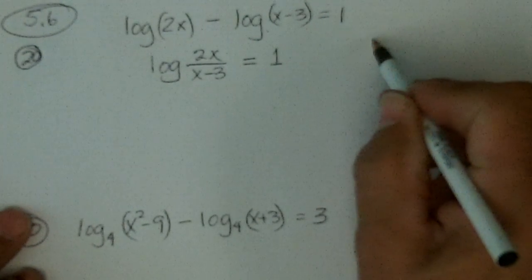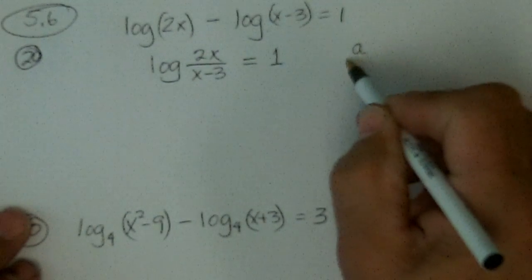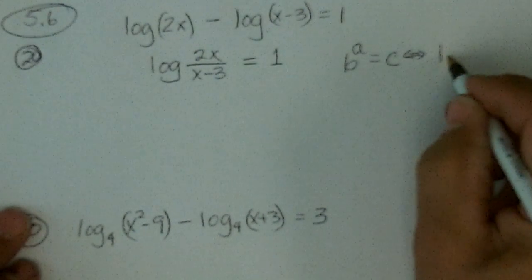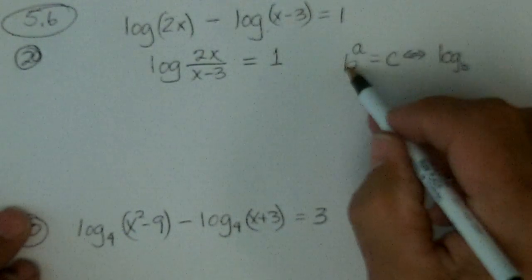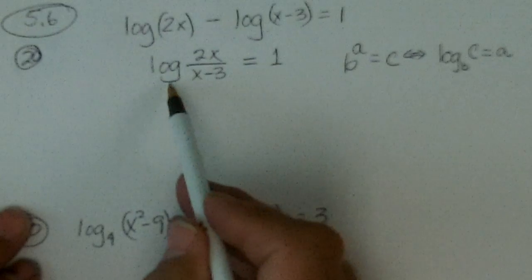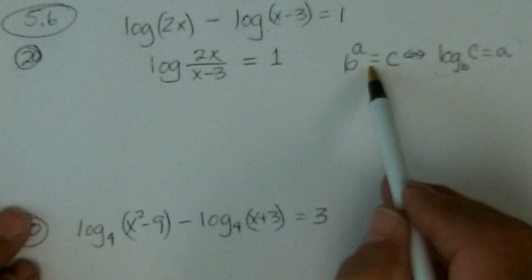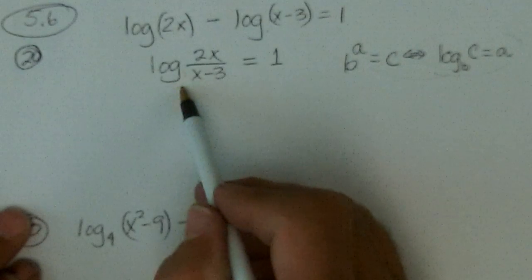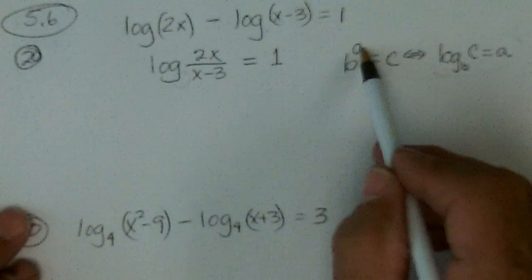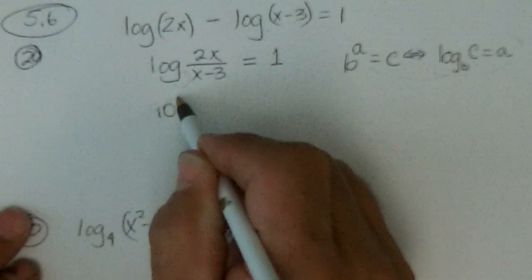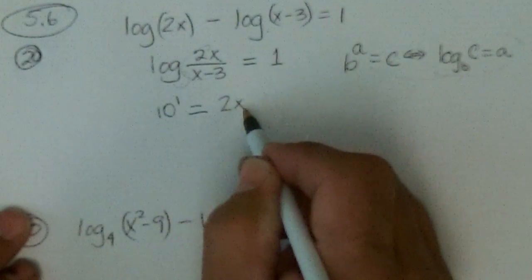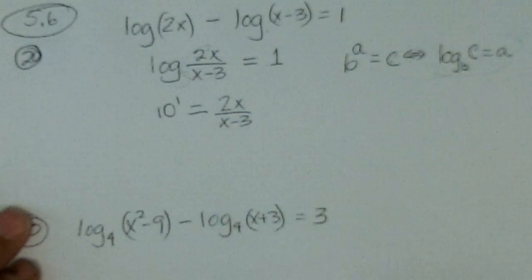Now the rule says that if you have b to the a equals c, that can be written as a log: to what power do we take b to get c, and that is the power of a. So we've got the log, and we're going to go back to a power. So the base is 10. So we have 10 to the a, which is the 1. So we have 10 to the 1 equals c, this thing in here, 2x over x minus 3.